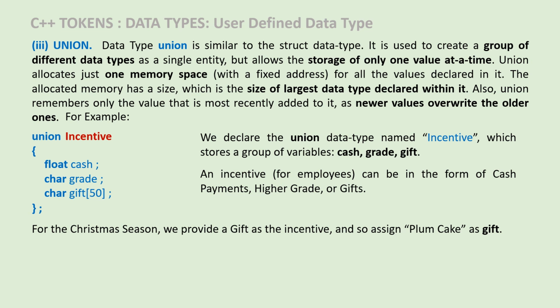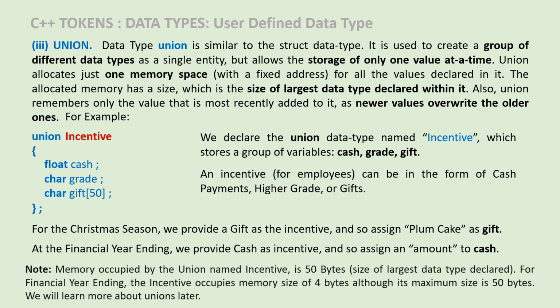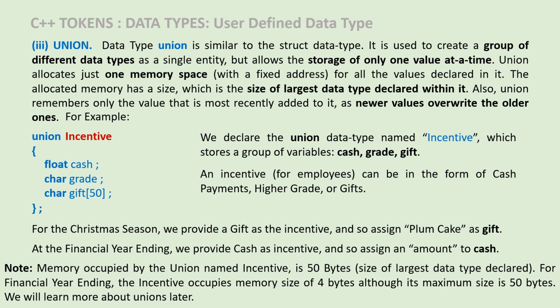Assuming that for the Christmas season we provide a gift as the incentive, we assign plum cake to the variable declared as gift. Similarly, at the financial year ending, we provide cash as incentive, and so we assign a numeric amount to cash. Note that memory occupied by the union, named incentive, is 50 bytes. It is the size of the largest data type declared in this union. For financial year ending, the incentive occupies a memory size of 4 bytes because the amount in cash is a decimal number, and hence, a float value.